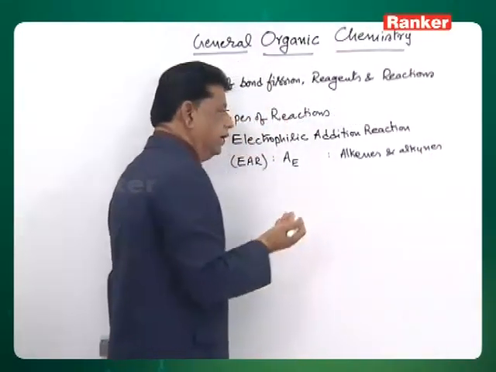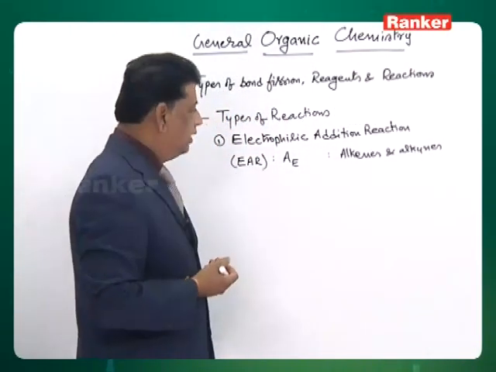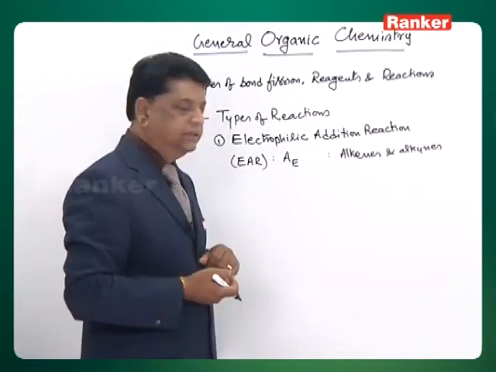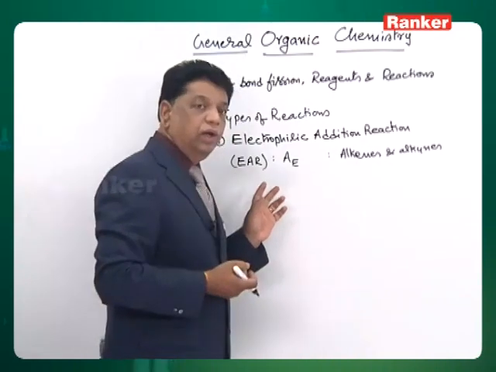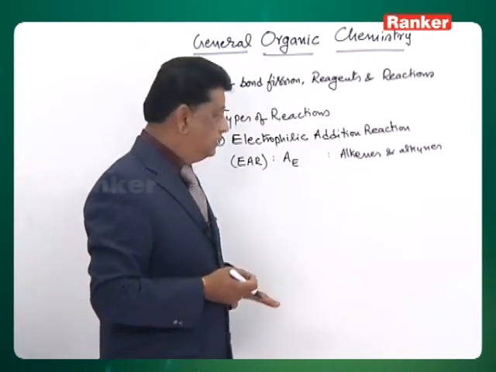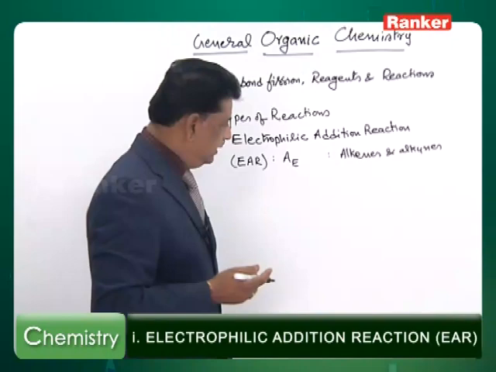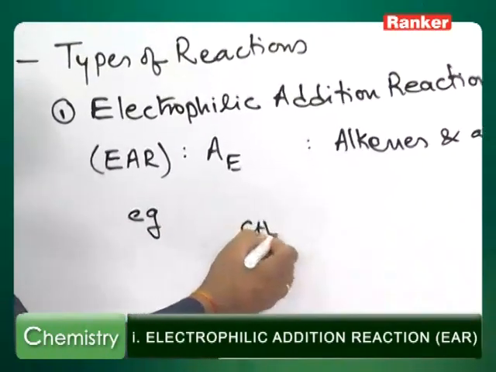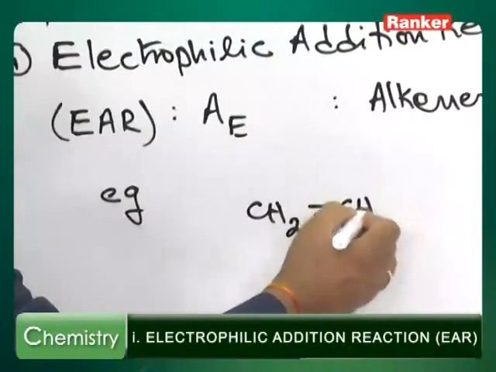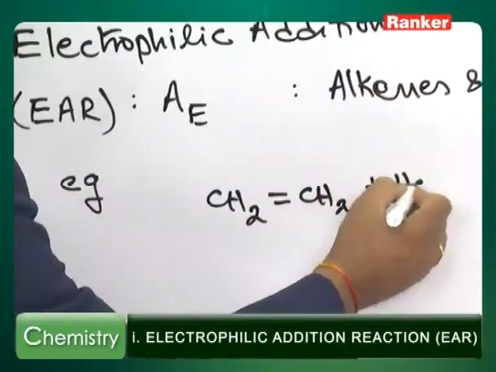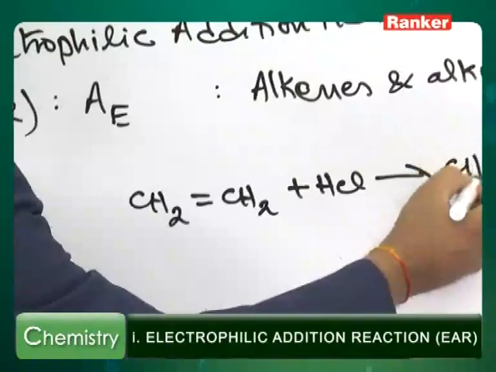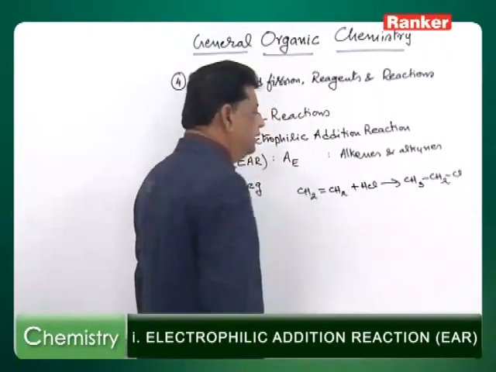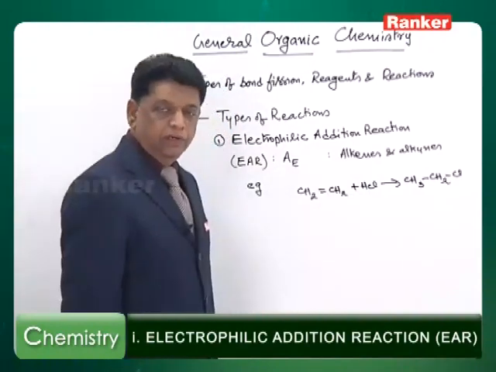In fact, the direct question can be asked, what is the characteristic reaction of alkenes and alkynes? Electrophilic addition. Similarly, which compounds undergo electrophilic addition as a main reaction? Alkenes and alkynes. A simple example we will take first. Ethylene, when treated with HCl, gives ethyl chloride, CH3CH2Cl.